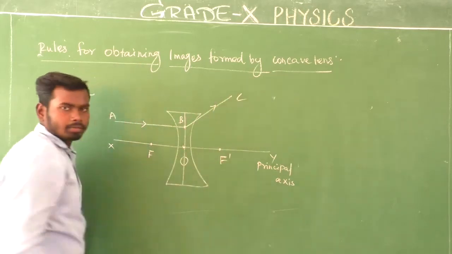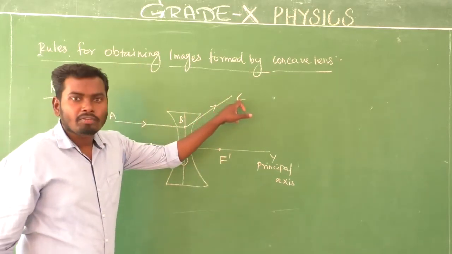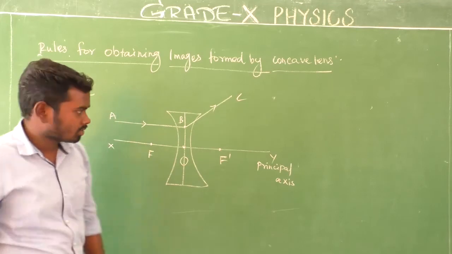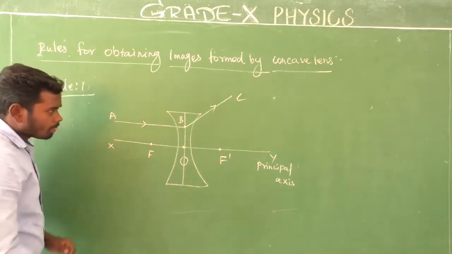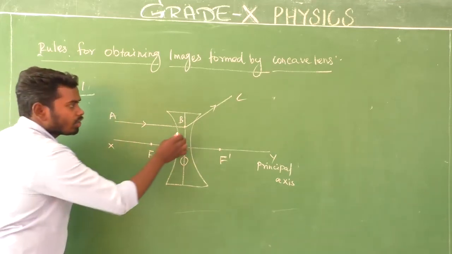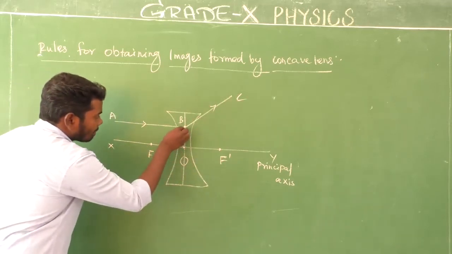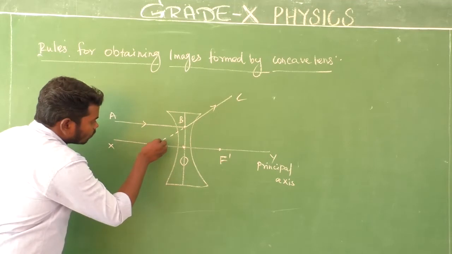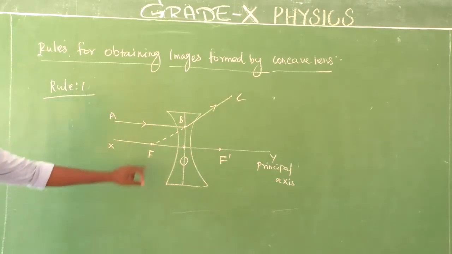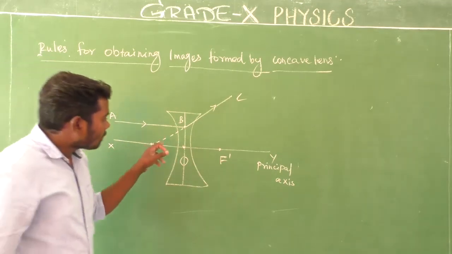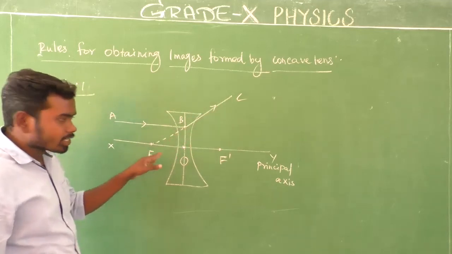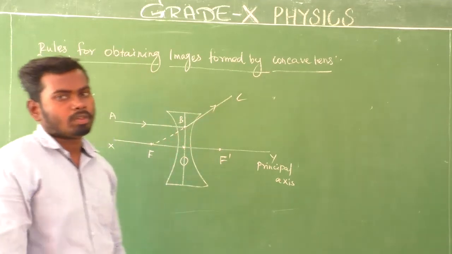C, BC. BC is a refracted ray. Is it clear? Yes. But look at here. If we extend this refracted ray backside like this, it appears to be coming from its focus. This is the first rule.